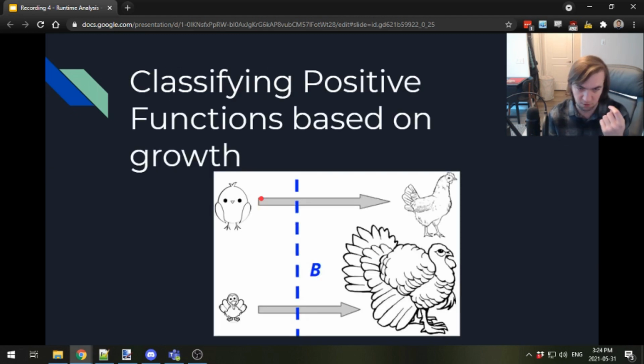Now, this sort of leads into why we mostly care about functions based on their growth, especially at very large values. So if someone were to ask you, how big is a turkey versus a chicken? Most of the time you're not really thinking about a baby turkey or a baby chicken, because it might be the case that a baby chicken could be bigger than a baby turkey. I don't know, I'm not a biologist. But we only really care beyond a certain threshold. At some point you reach this moment where the turkey's just always going to be bigger than the chicken.